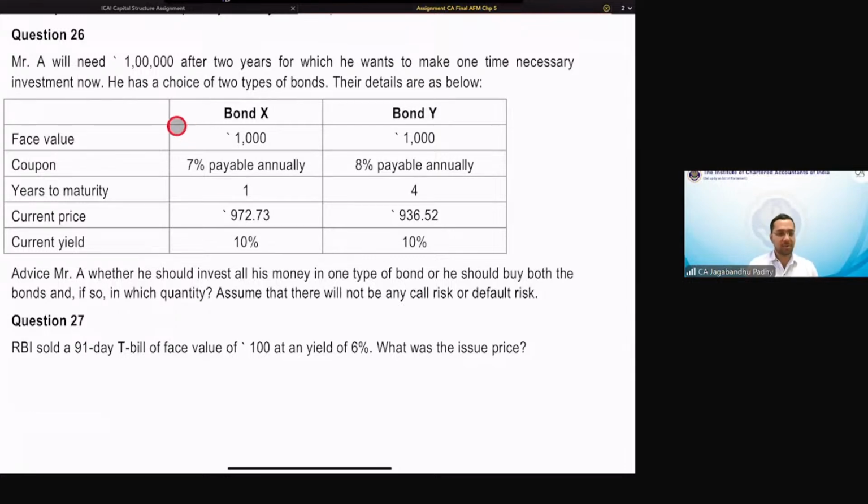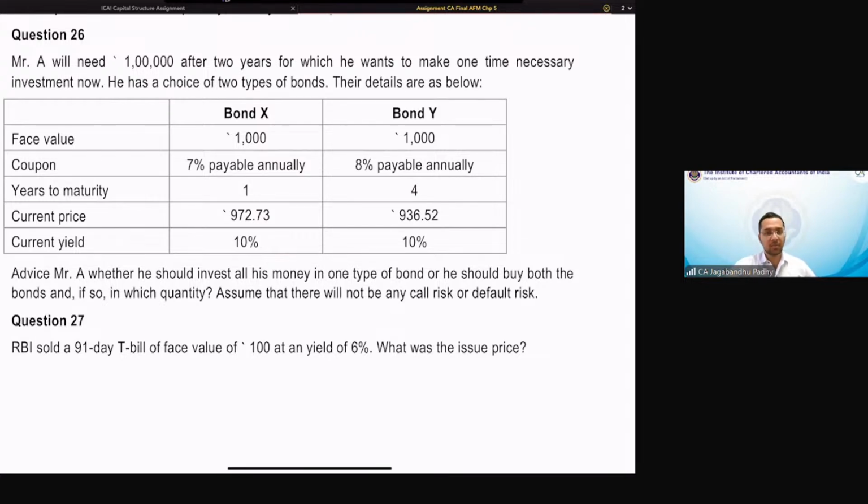Okay, let me start. So Mr. A will need 1 lakh after 2 years, for which he wants to make one-time necessary investment now. He has a choice of two types of bonds, bond X and bond Y. Bond X is having a face value of 1,000, even both are having face value of same. Coupon is 7% and 8%. Years to maturity will be 1 and 4. Current price is 972.73, 936.52, and current yield or YTM of both bonds is 10%.